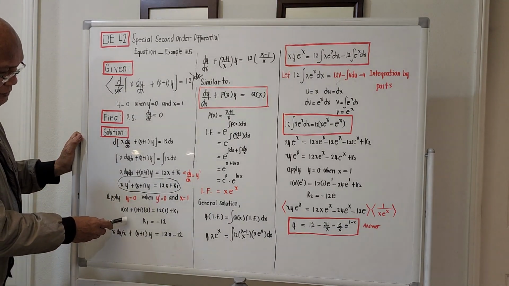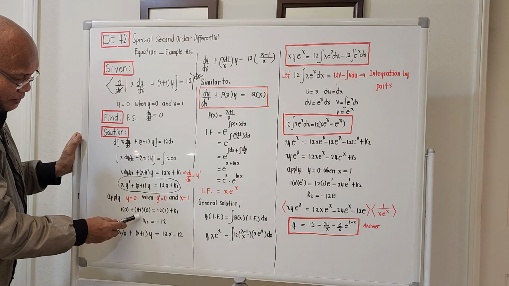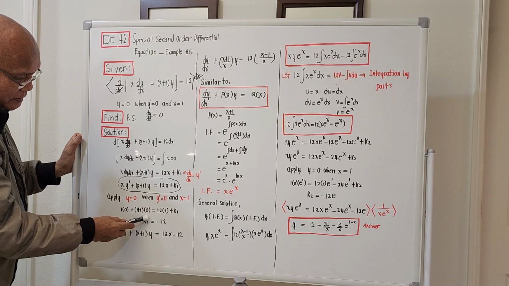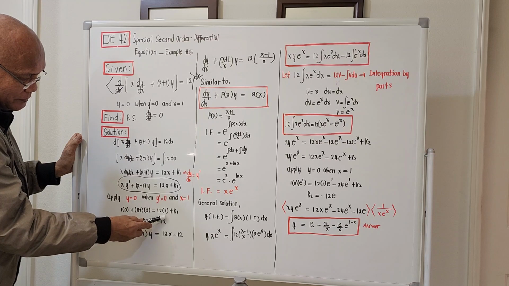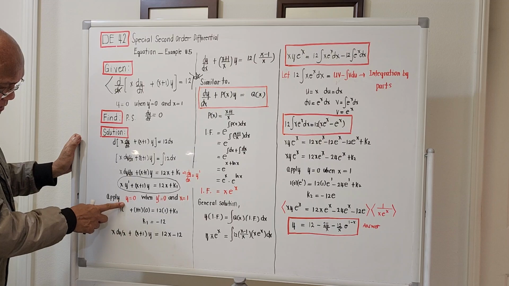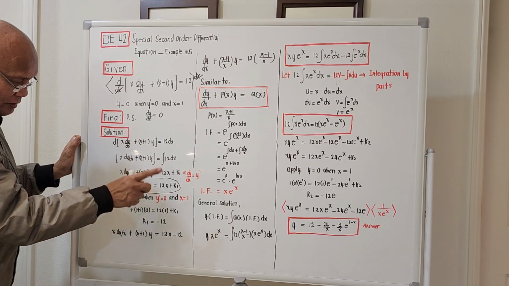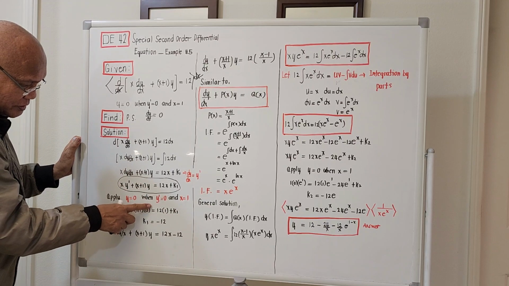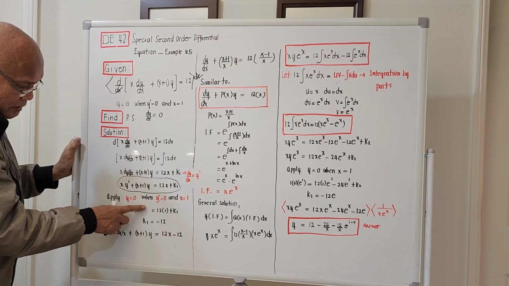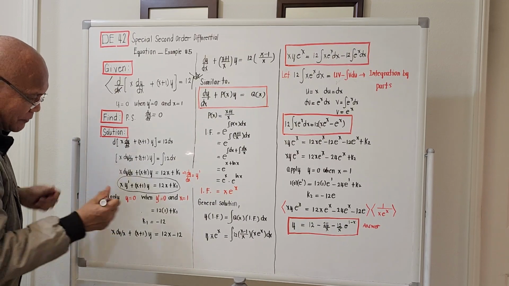So 1 times 0, times the quantity 1 plus 1 times 0, equals 12 times 1 plus k1. 1 times 0 is 0, 1 plus 1 is 2, 2 times 0 will be 0, so this is 0. Right? So actually the left hand side is 0.